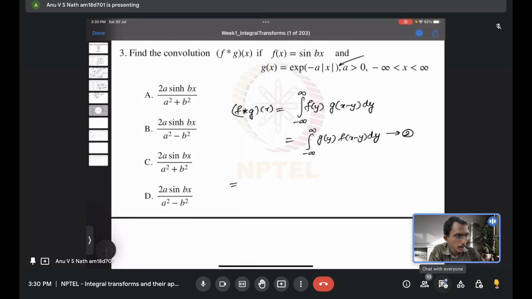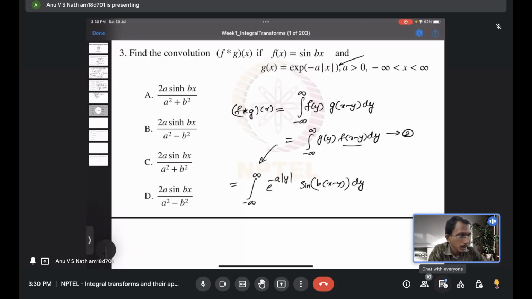Then according to the second equation, I can write this from minus infinity to plus infinity. g of y will be exponential of minus a mod y. That's all. f of x minus y will be sine b(x minus y). Right? Then dy. I hope that is clear, just using equation 2, where I'm just substituting the values of g and f.